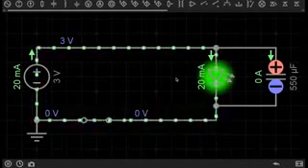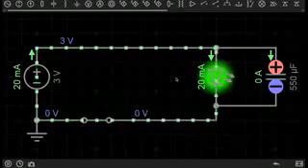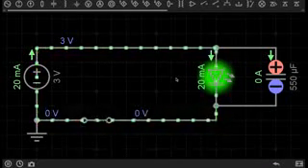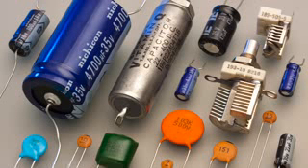Today we're going to have a look into capacitors, what they are, and I'm going to do a little demonstration with a simple circuit to demonstrate what they do. Capacitors are one of the common components that you will find in most circuits, and you will usually find them in quite a high quantity depending on the circuit you are looking at. There are many different types of capacitors for many different uses.